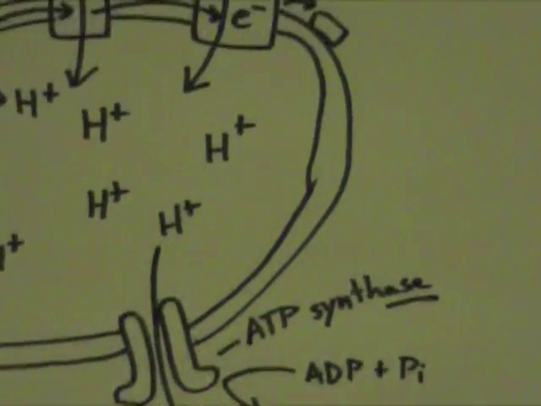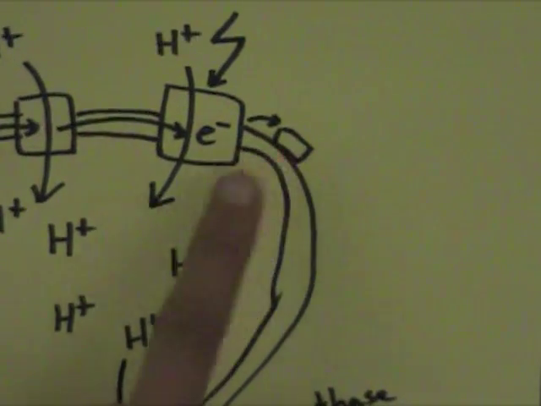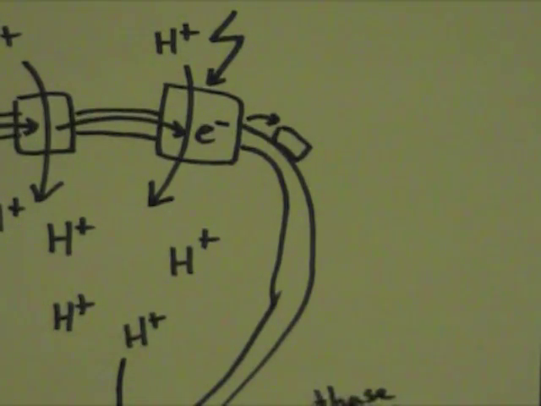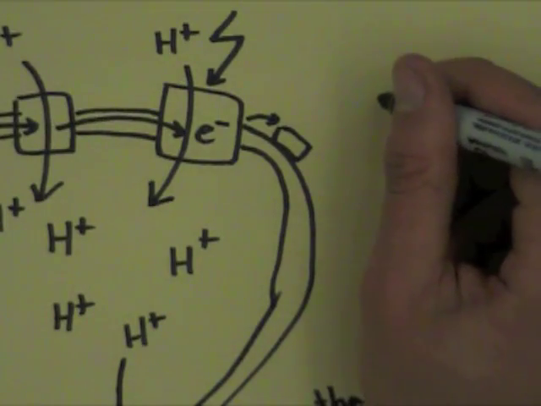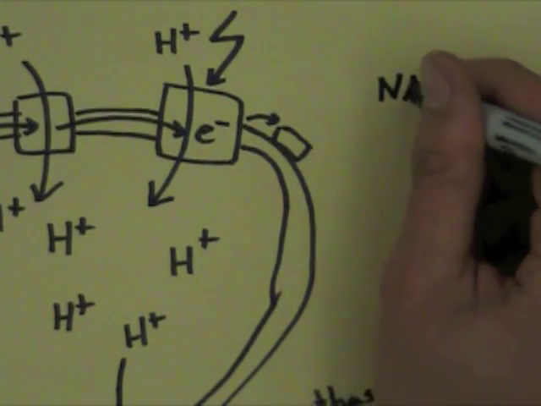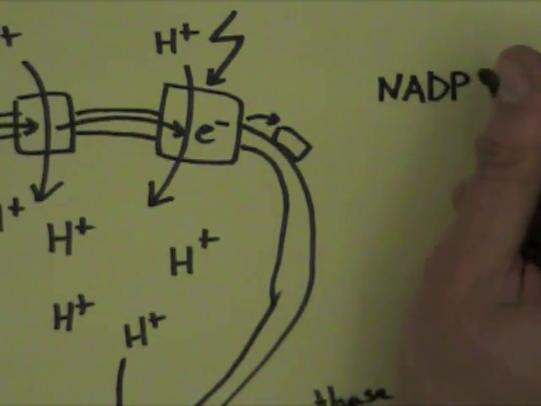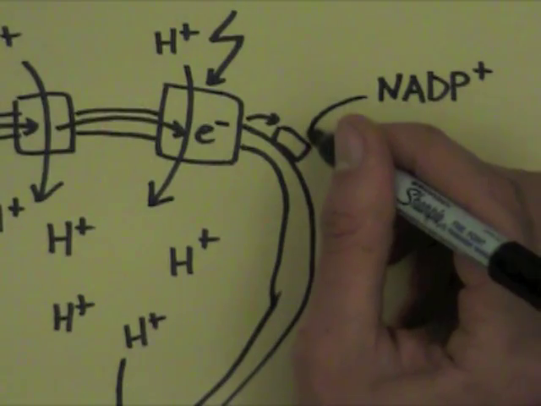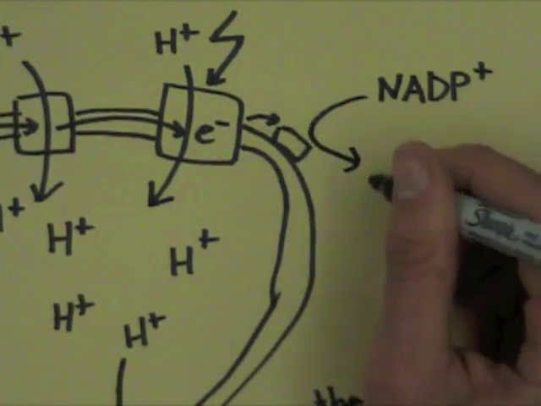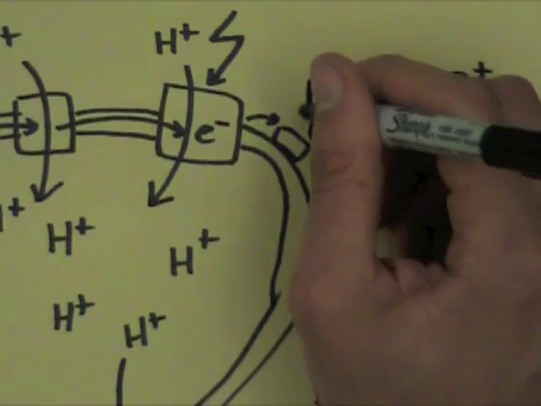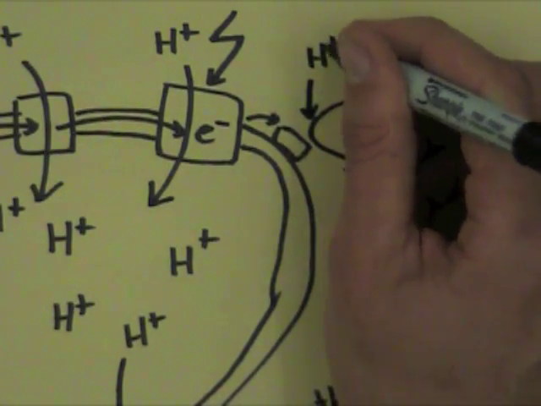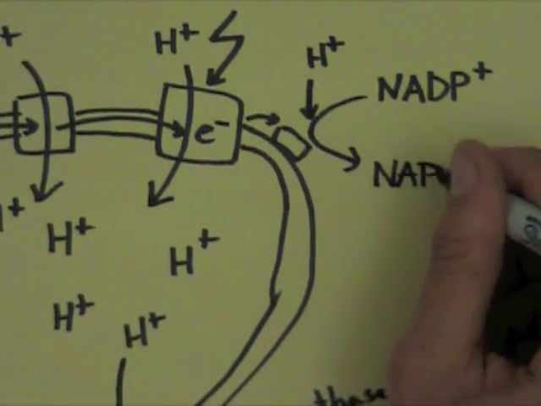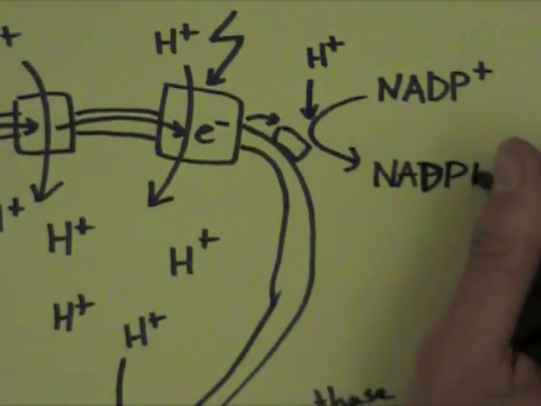Now, I said we'd come back to it. Back over here, we need to do something with these high energy electrons. They've got a large amount of energy, and the plant cell is going to want to use them. To do this, we use an energy carrier called NADP+. That comes along and it picks up electrons, and it also picks up a hydrogen ion. So we get NADPH formed.